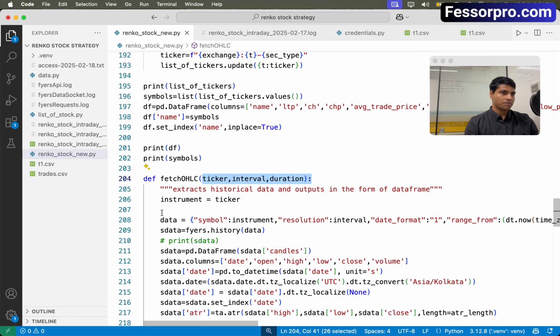Okay, you can see I'm creating the data. I'm creating a data dictionary, and then I'm calling the Fyers history function. Now again, this is something I've already explained, so I'm not going into much detail.